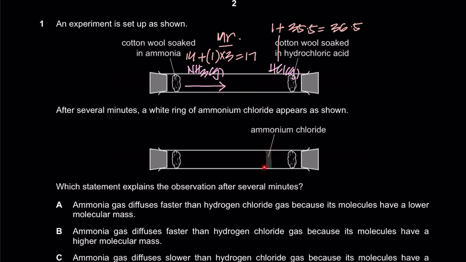That's why, if you check this out, the ammonium chloride is going to form more towards the hydrogen chloride, because the time it takes the hydrogen chloride to travel this much distance, the ammonia molecules have already traveled this much distance, right? So that's the concept behind it.